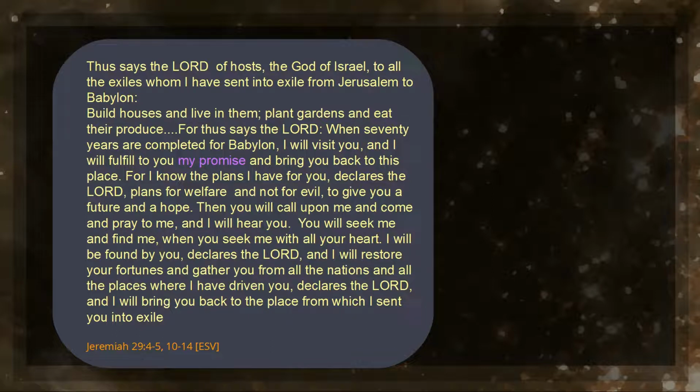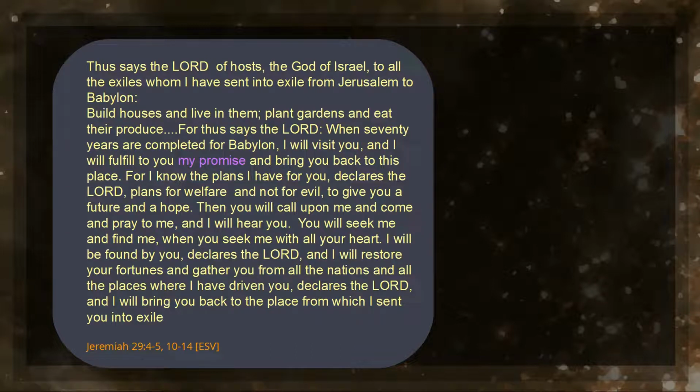Then you will call upon me and come and pray to me, and I will hear you. You will seek me and find me when you seek me with all your heart. I will be found by you, declares the Lord, and I will restore your fortunes and gather you from all the nations and all the places where I have driven you, declares the Lord, and I will bring you back to the place from which I sent you into exile. And that's Jeremiah 29, 4-5 and 10-14.